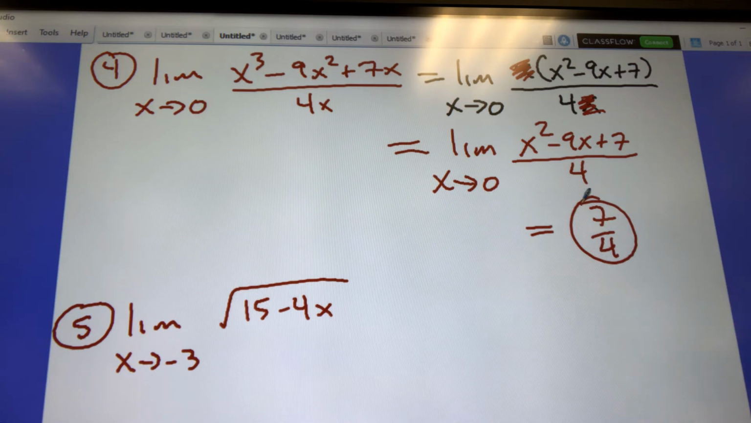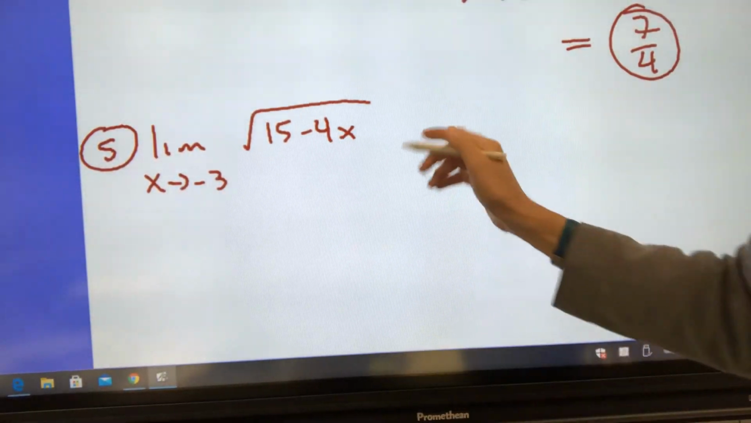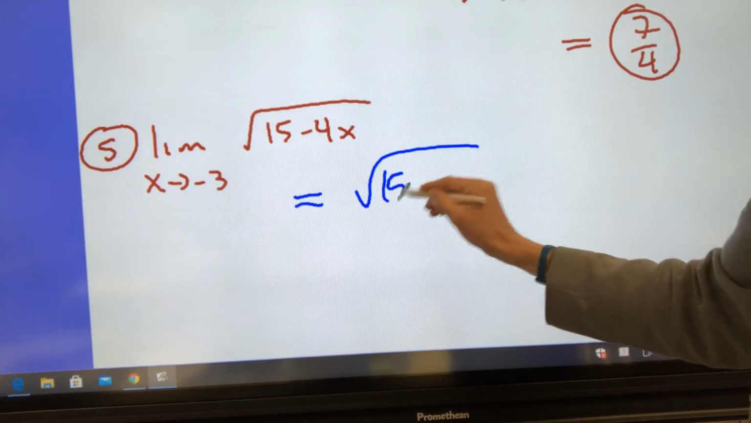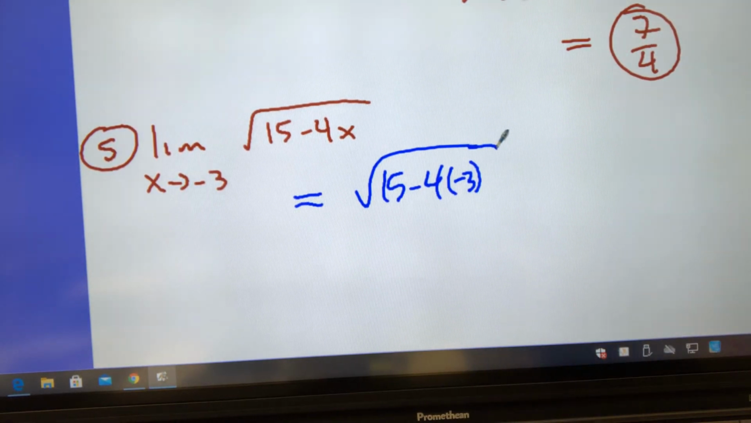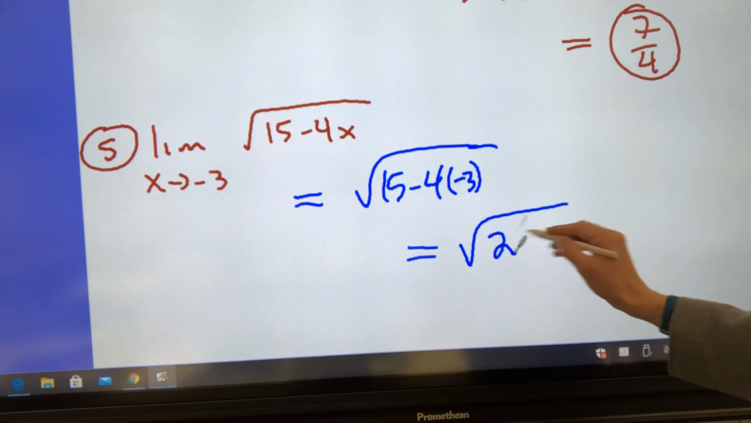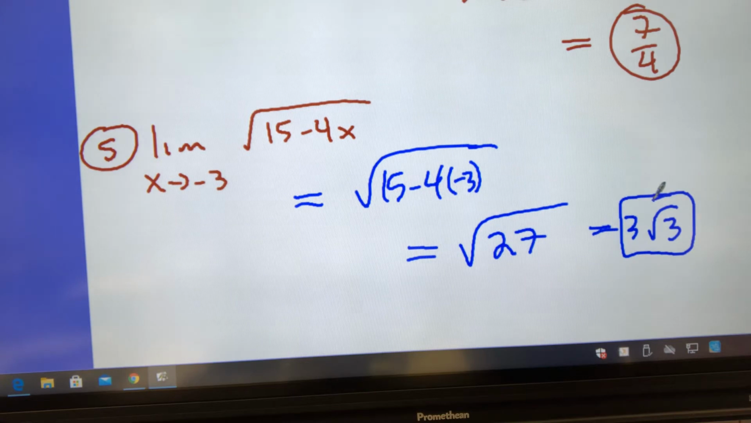Then take a look at something like 5. You have several of these in your first homework sets. We don't expect a ton of them overall. But I can simply let x be 3. It's nothing to factor. I get the square root of 27, which is 3 root 3. That one's great. Just kind of do it.